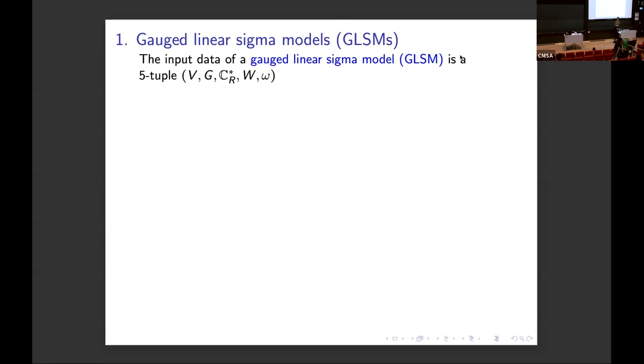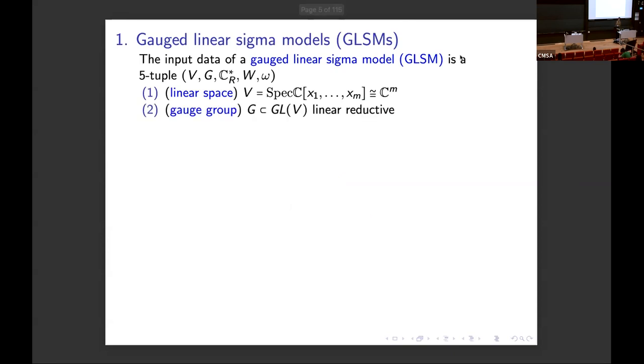The input data of a gauge linear sigma model is a 5-tuple, V, G, C star, R, W, and omega, where V is just a complex linear space of certain dimension M, hence the word linear. And G, the gauge group, is just a linear reductive subgroup of GL(V), acting linearly on this vector space.